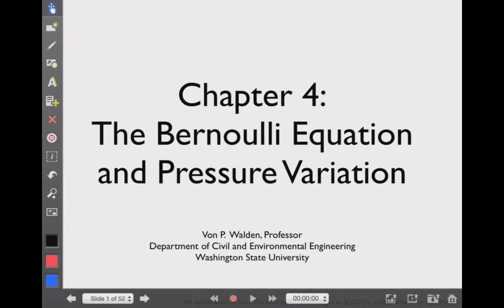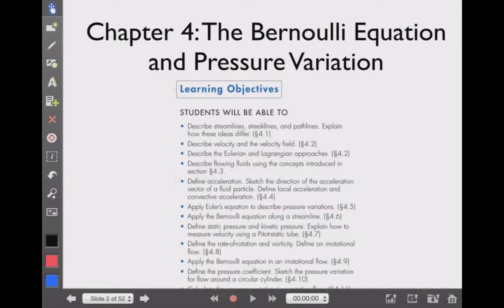So now we're ready to do section 4.3 of the Bernoulli equation and pressure variation. This again is a fairly short section where we're going to be describing different concepts in fluid flow, a lot of different definitions basically. So let's get into it.